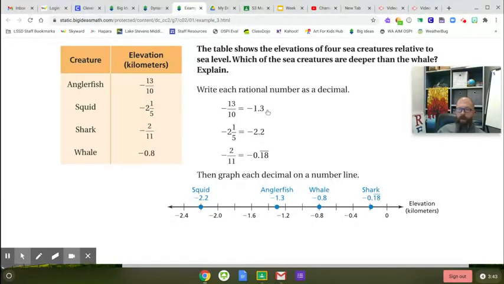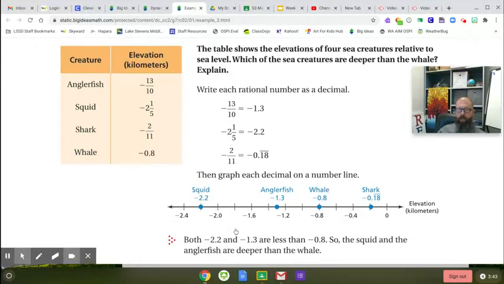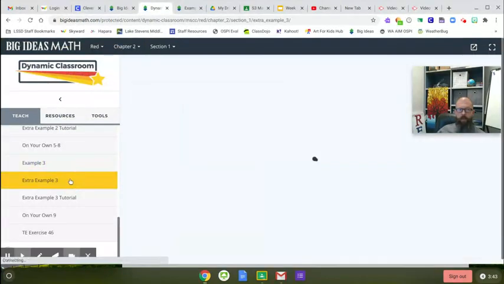So the question is, which one's deeper than the whale? Well, we can see that these two are deeper than the whale. So your answer is both of these two are deeper because they are to the left of them on the number line. Okay? Take a look at another one here.